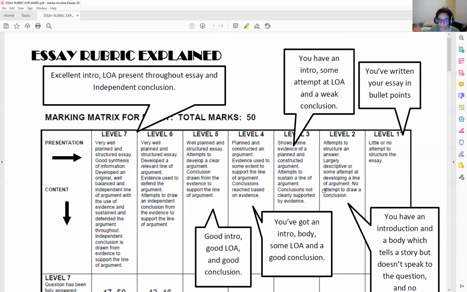Okay? If your conclusions are not clearly supported by evidence, that essentially means that your content is not enough to support whatever you are saying in your conclusion, or vice versa. Your conclusion is not enough to support what you are saying in your content. So just be wary of that.